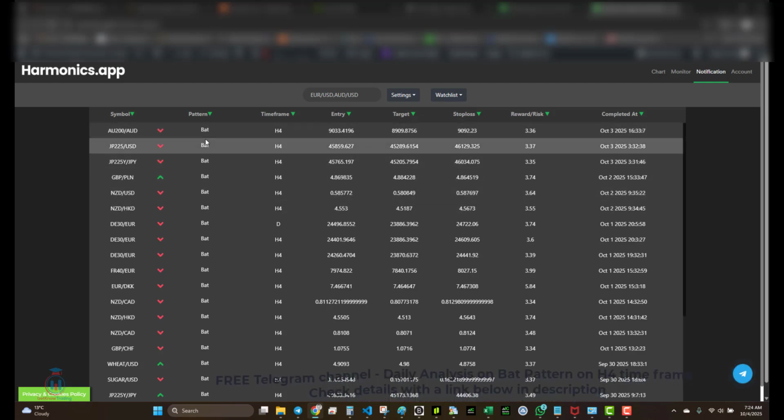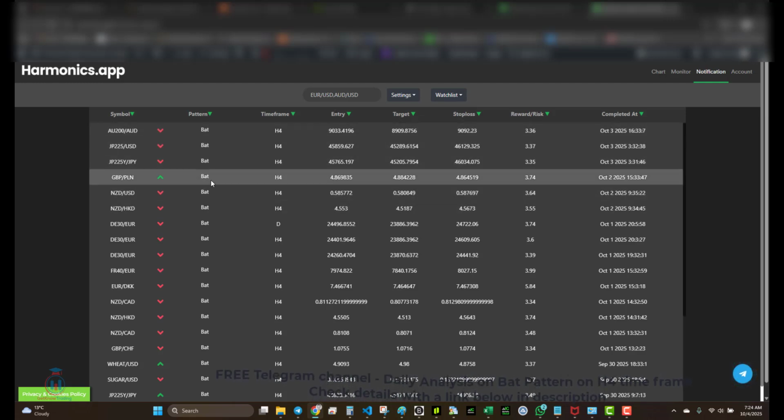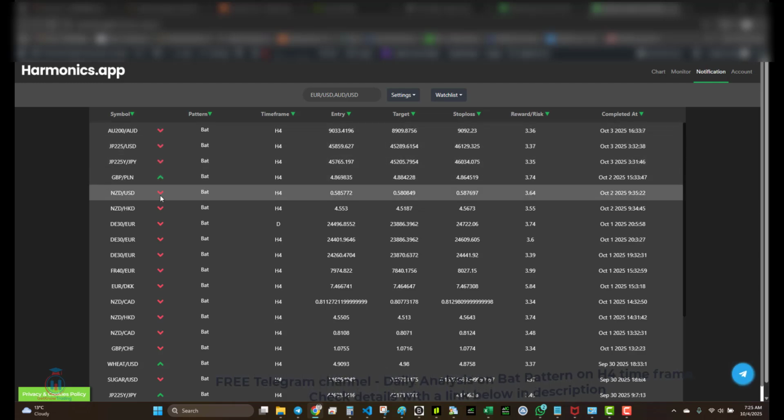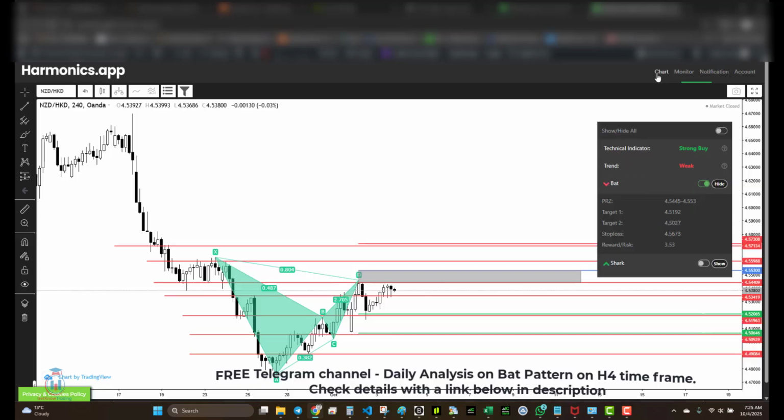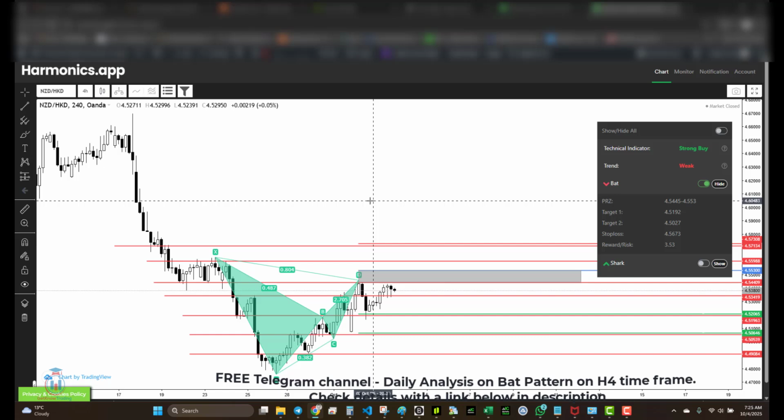When there is some kind of a pattern created, in my example, I only followed the Bat pattern. When there is a Bat pattern, bullish or bearish, we can see that with these arrows, I get information on my mobile phone and I have a link. When I click on the link, I get here to the chart, so I can also make the analysis.